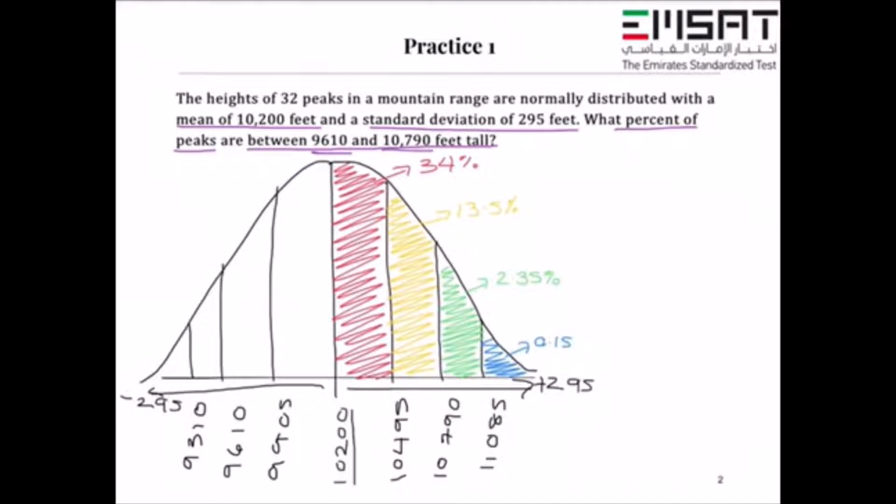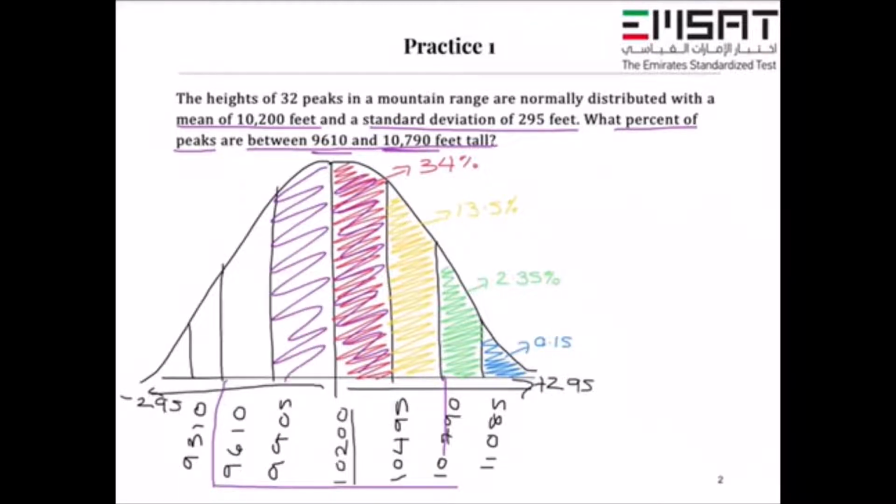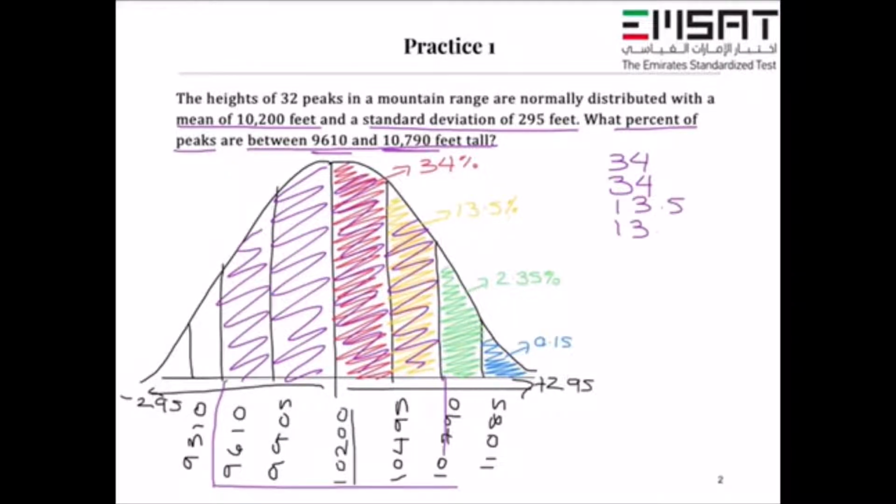But the question here is asking only between 9,610 and 10,790. So we are going to look at the percentage that is between these numbers, which will be 34%, which is over here, plus 34%. So let's write it down, 34 and 34, with 13.5 and 13.5, which will give us 95%.